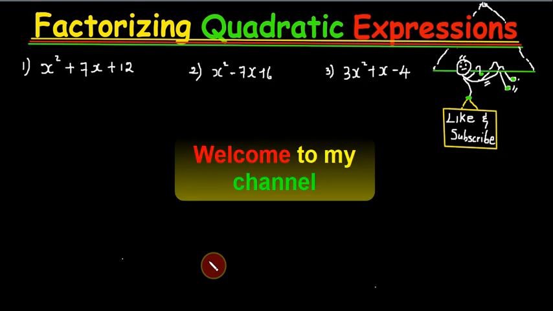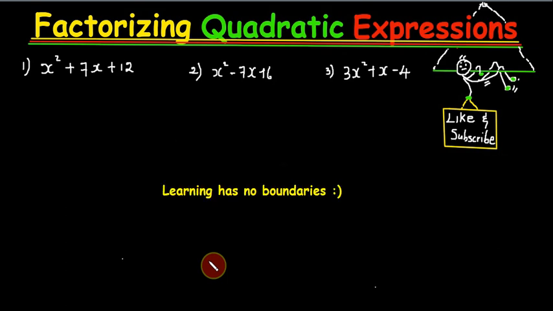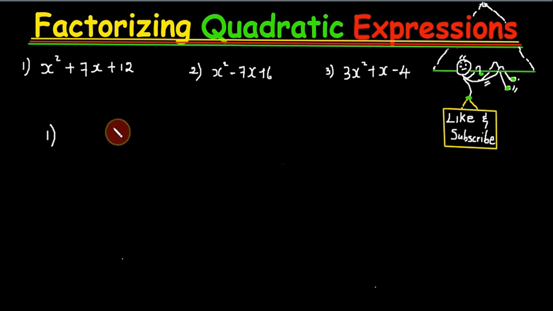Factorizing quadratic expressions using the head, belly, and tail method. What is the head, belly, and tail method? Continue viewing this video, you will find out. Now, the first example we will look at is the quadratic expression x squared plus 7x plus 12. Good. Using the head, belly, and tail method, this is what we will do.